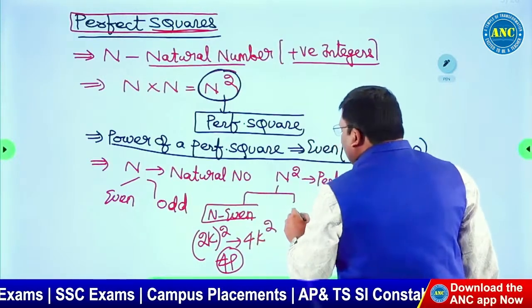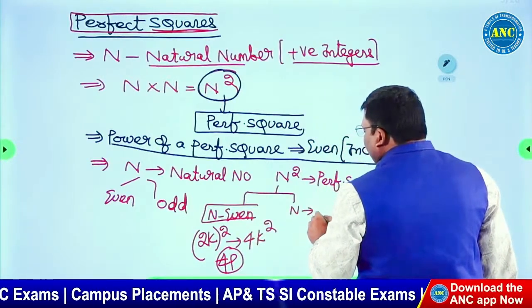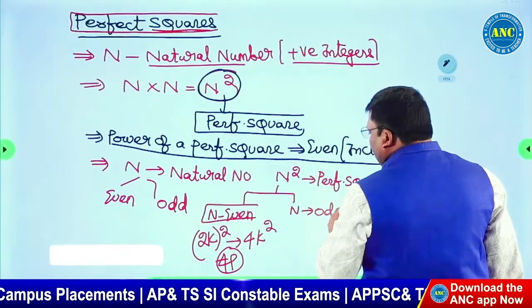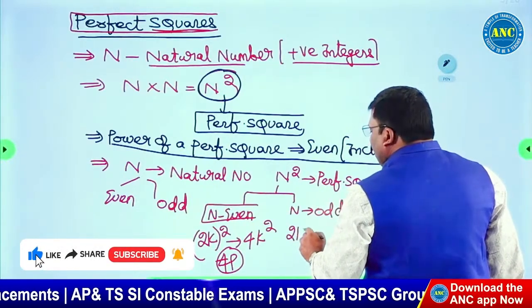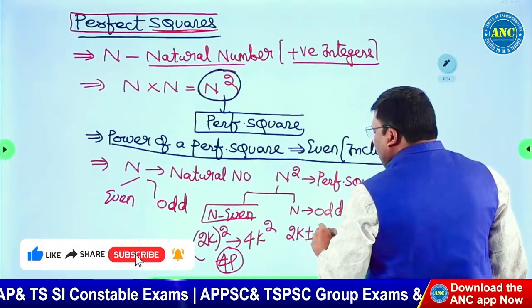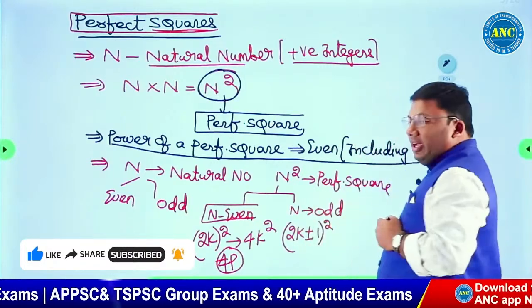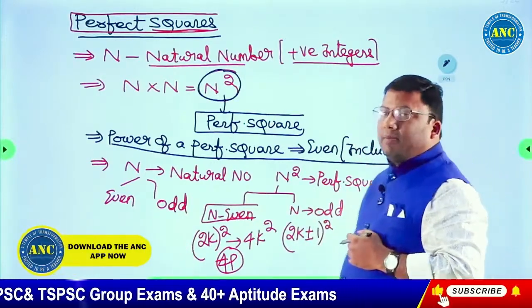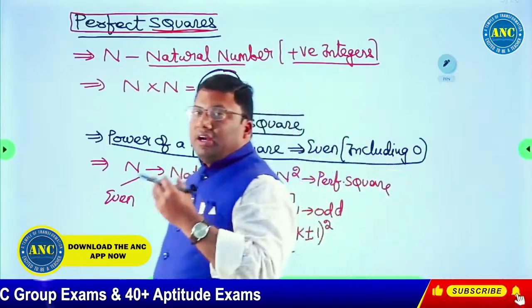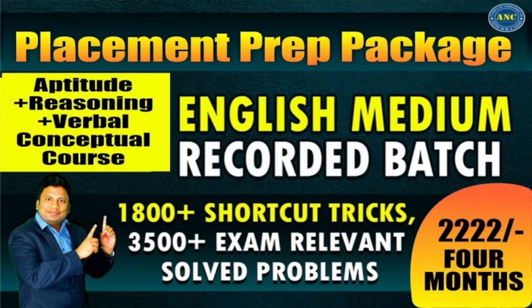If n is an odd number, when divided by 2, it will not be perfectly divisible. That means it will give remainder plus 1 or minus 1. The form of an odd number is 2k plus or minus 1.